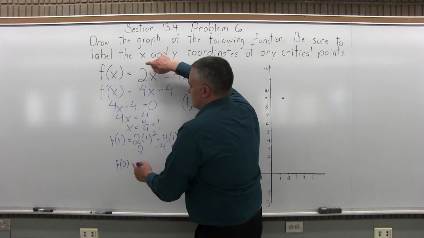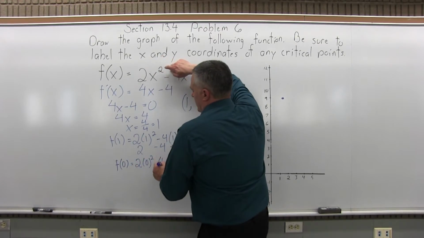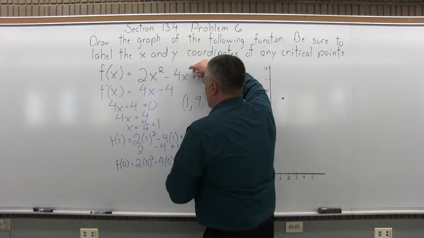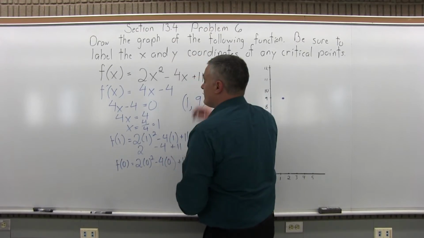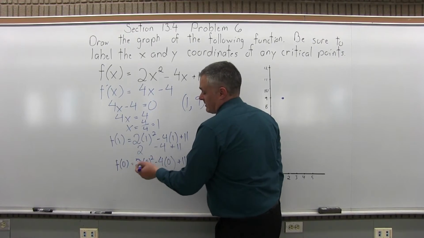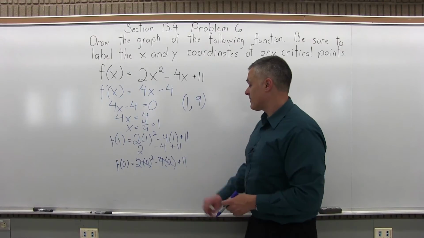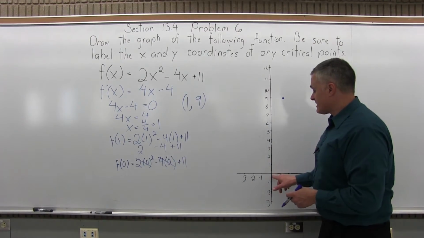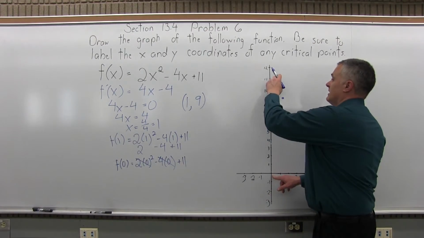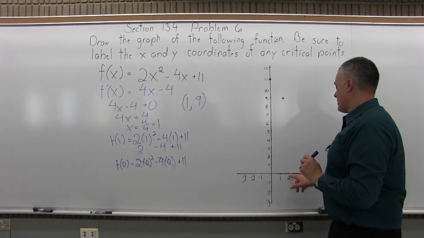f of 0 equals 2 times 0 squared minus 4 times 0 plus 11. The math for this is easy enough. The 0 squared is 0 times 2 in front, 0. Minus 4 times 0 is 0. What's left is the 11. So if I put in an x of 0, the height I get is 11. Right there.